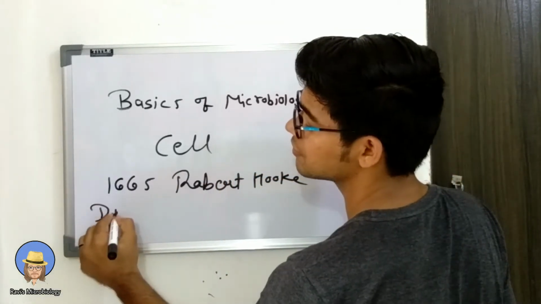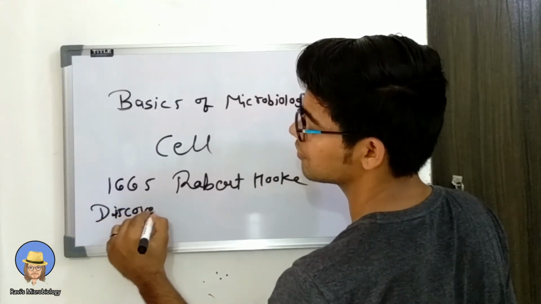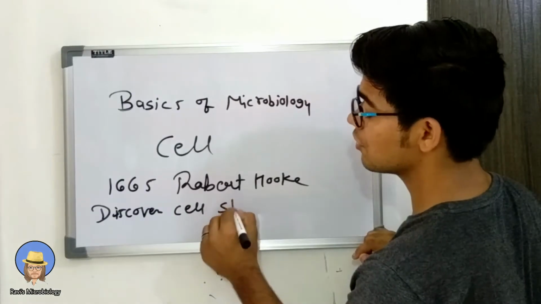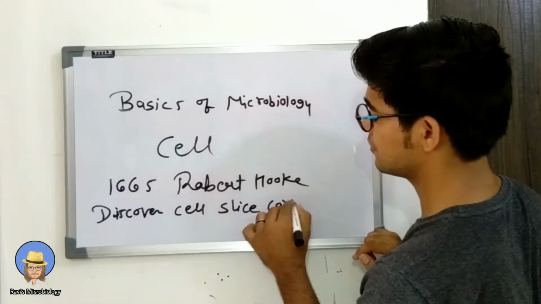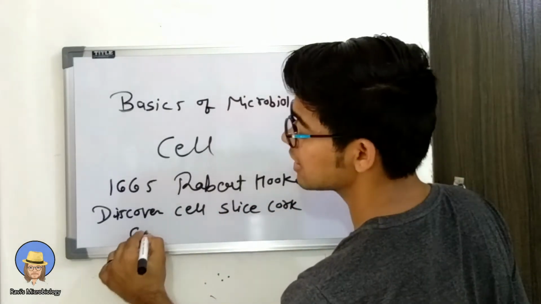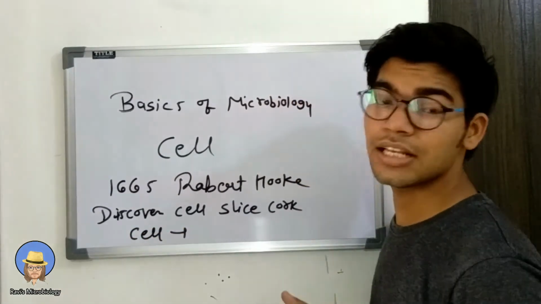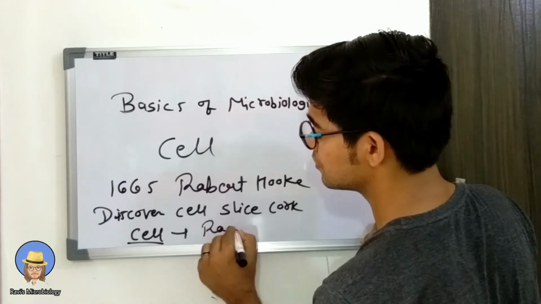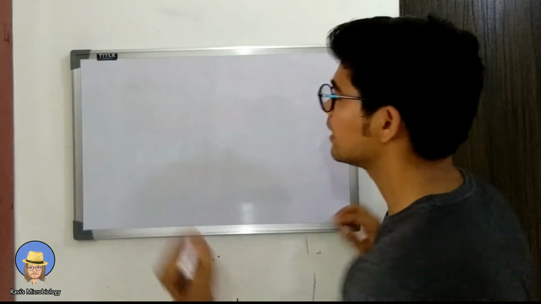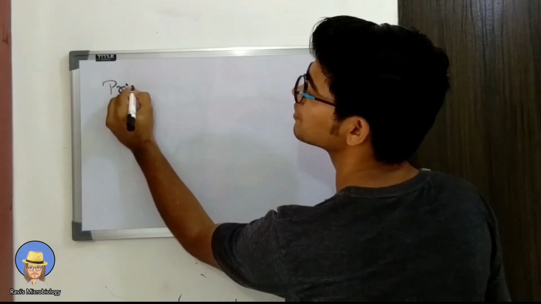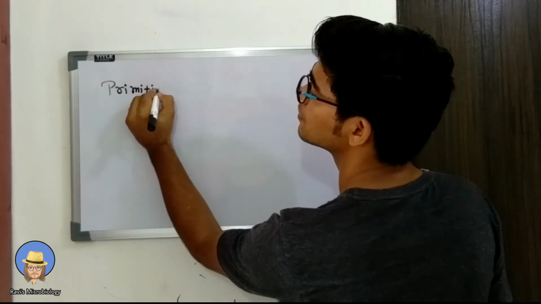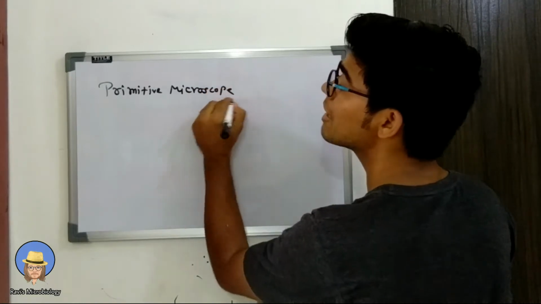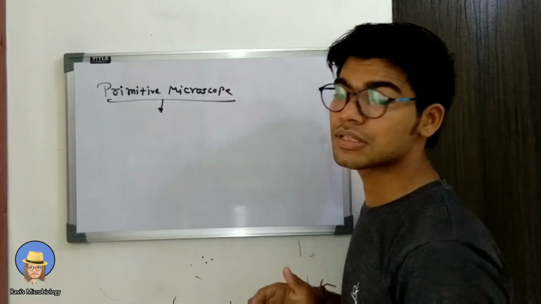discovered the basic structure of a cell in a slice of cork. He gave it the name cell. In the Greek language, cell means room. He made a primitive microscope, and by using this, he discovered the cell.